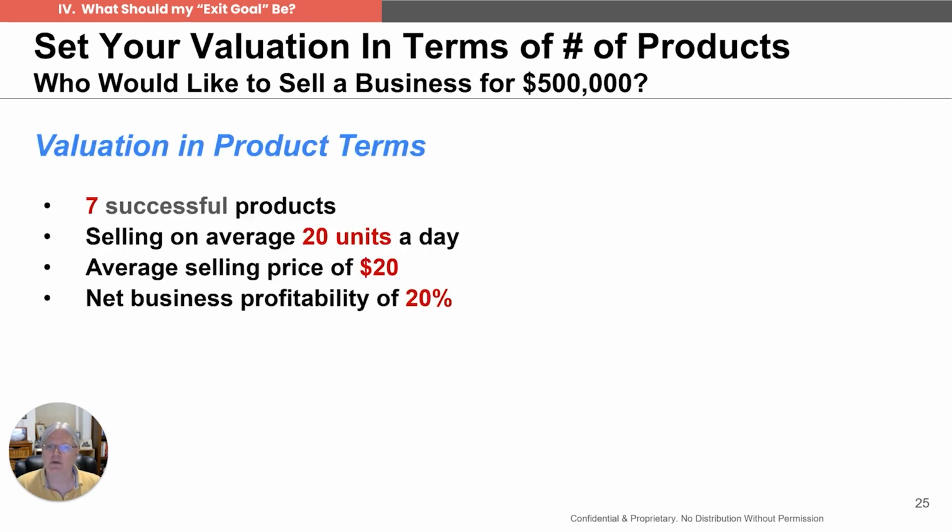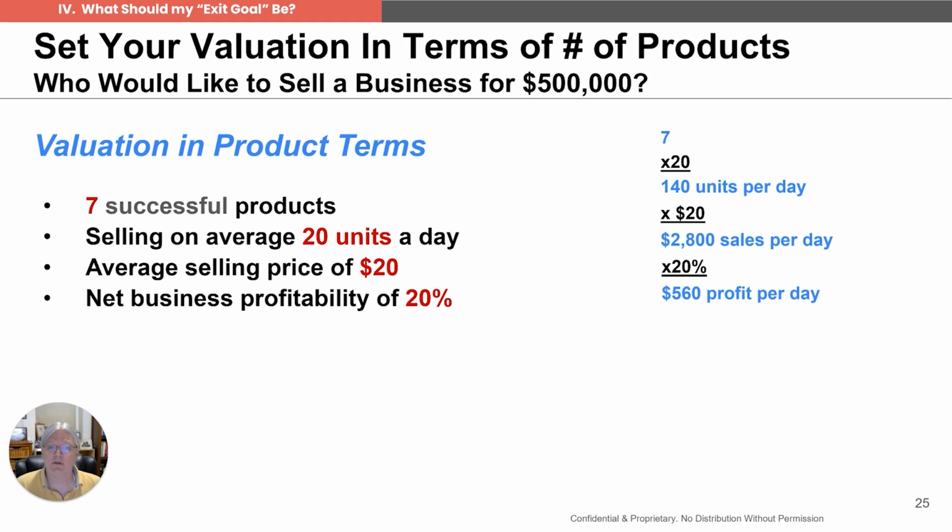It's actually quite attainable. In product terms, if you can have 7 successful products selling 20 units a day at an average price of $20 with that 20% margin that I mentioned, lo and behold, look what happens. You take the 7 successful products times the 20 units per day, that's 140 units per day. You multiply that times $20 per unit, that means you're selling $2,800 per day. You take that times 20% margin, that means you're making $560 of profit per day. You take 30 days in a month, and that means you're making $16,800 of profit per month.